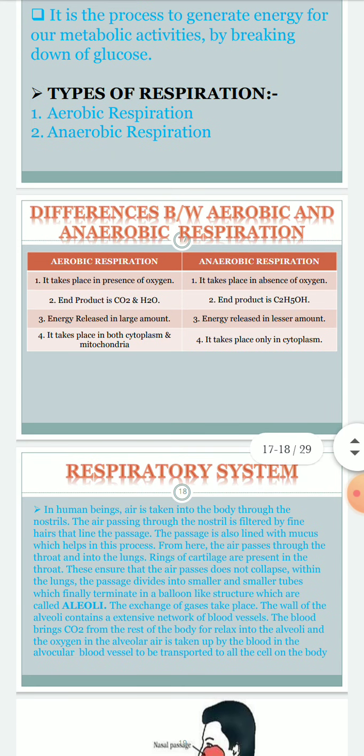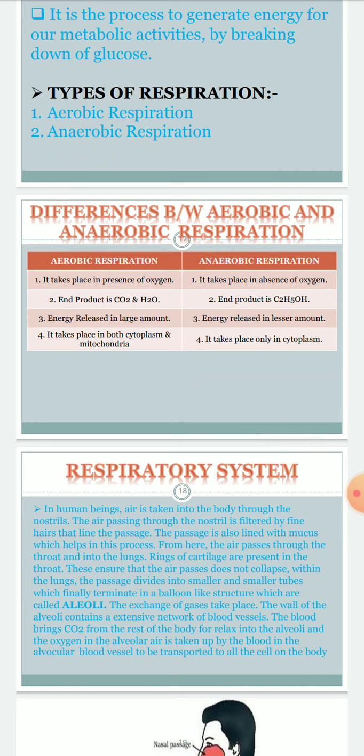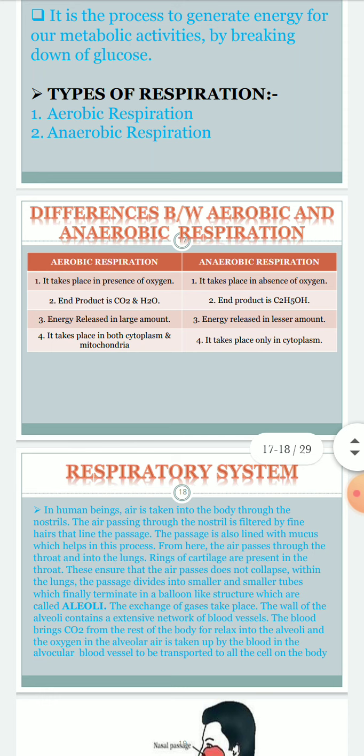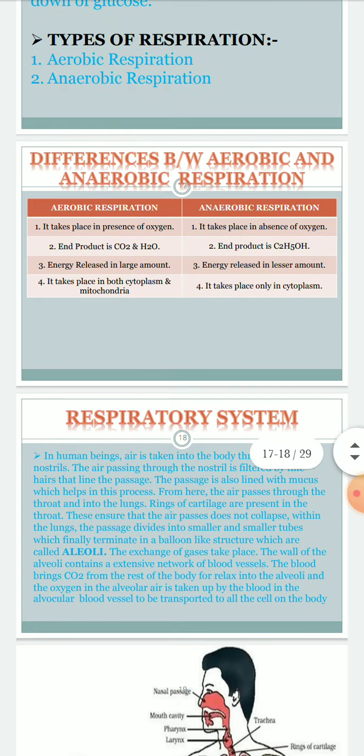Aerobic respiration basically takes place in the presence of oxygen. Anaerobic respiration takes place in the absence of oxygen. The end products in aerobic respiration are carbon dioxide and water, and in this, energy is released in large amount. It takes place in both cytoplasm and mitochondria. And in anaerobic respiration, the end product is alcohol, that's C2H5OH, and the energy released is in lesser amount, and it takes place only in cytoplasm.